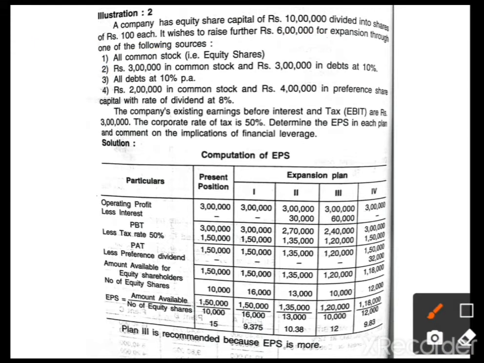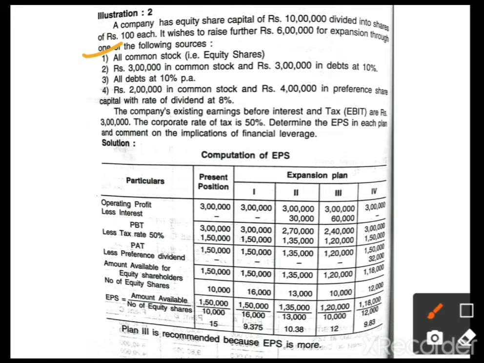Next, the company wishes to raise a further 6 lakh for expansion through one of the following sources. They want to expand their business. Because of that, they are going to collect 6 lakh rupees. The 6 lakh rupees collected is put into different plans. See, they are given plan 1, 2, 3 and 4. So let us see plan 1. Plan 1 is all common stock, that is equity shares.